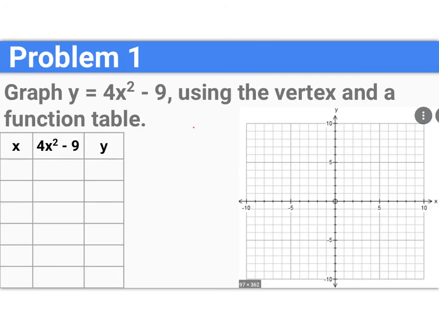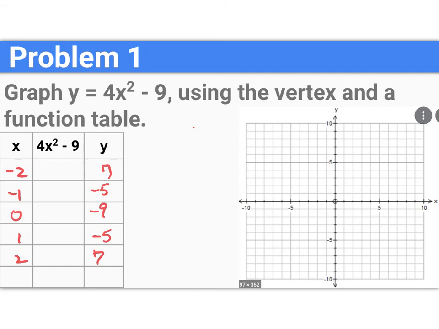All right, because I used the calculator, I'm just going to bring up the ones that make the most sense. Okay, so -2 is at 7. -1 is at -5. 0 is at -9. 1 is at -5. And then 2 is at 7. So let's plot our points.